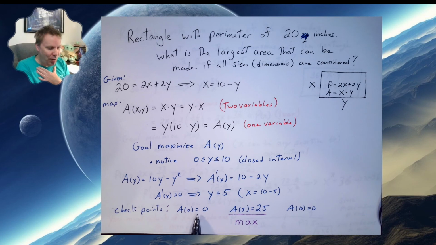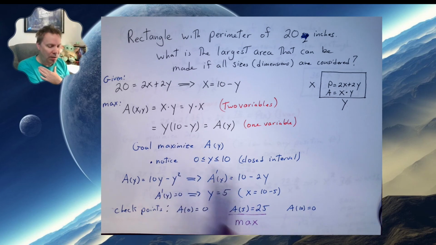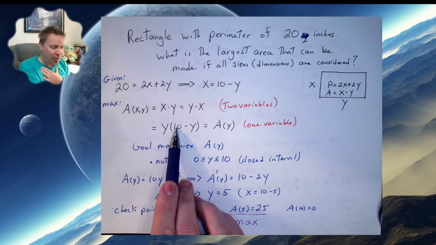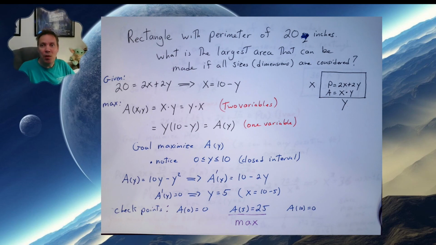So if I take 0 and plug it into the area function, I get 0. If I plug 5 into the area function, I get 25. When I plug in 10, that's the other endpoint, I get 0. 0, 25, and 0. What's the largest value? Well, it turns out to be 25. So 5 produces the largest area. y equals 5, x equals 5 produces the largest area. I hope that small problem was helpful for you.